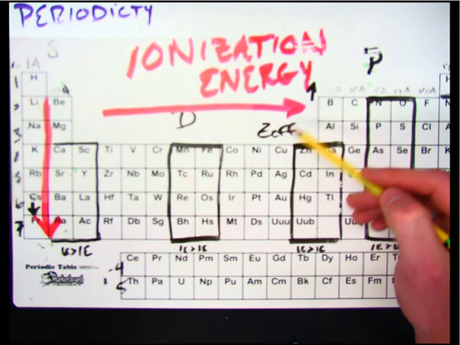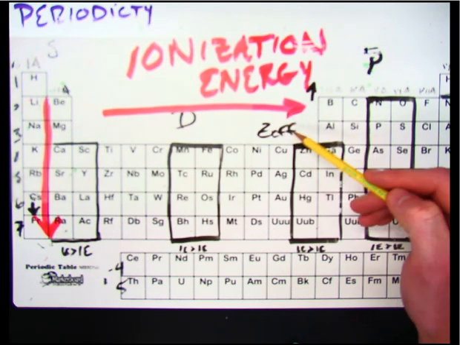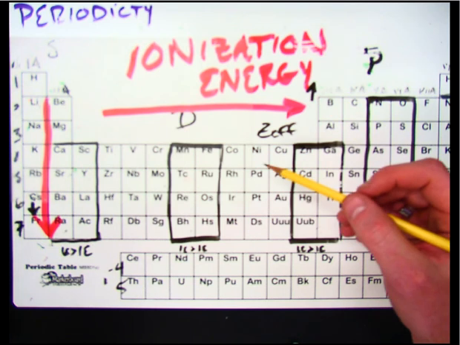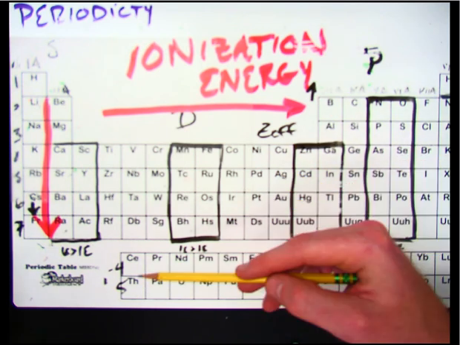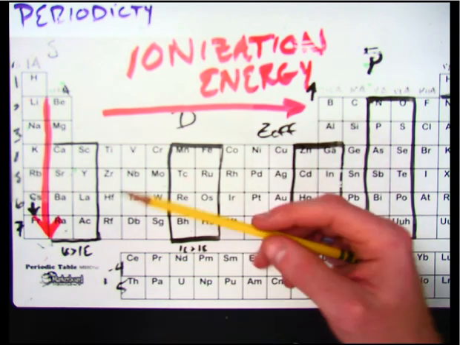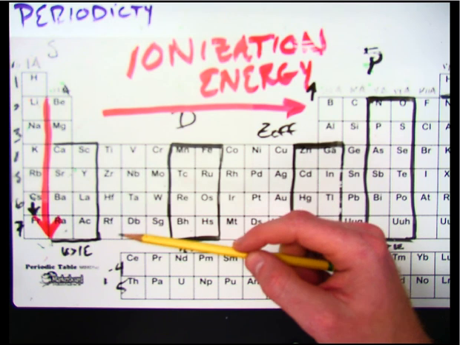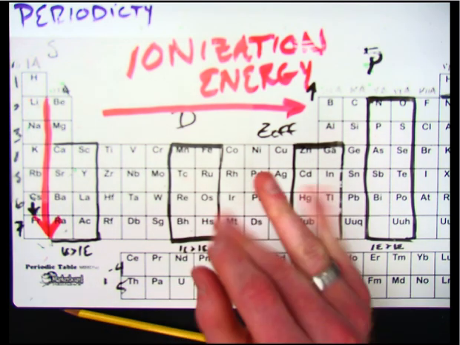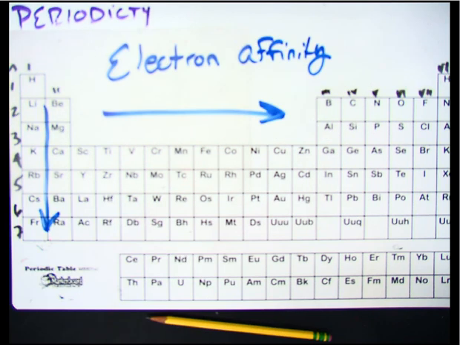The general trend is that as you go from left to right, ionization energy increases because there's an increase in the nuclear charge, which is pulling those electrons in tighter to the nucleus, and they have less energy. As you move from top to bottom, there is an increase in the distance those electrons are from the nucleus, and therefore they have more energy, and therefore they are easier to remove.